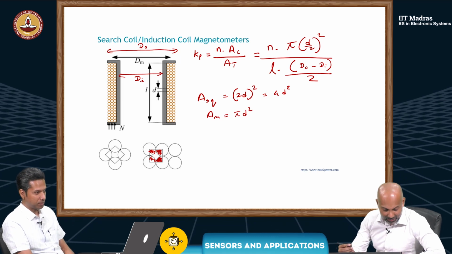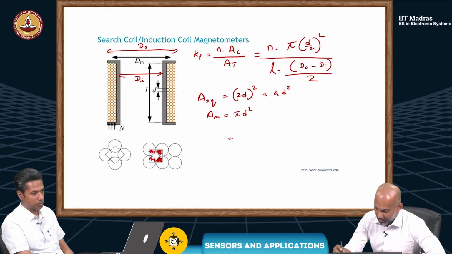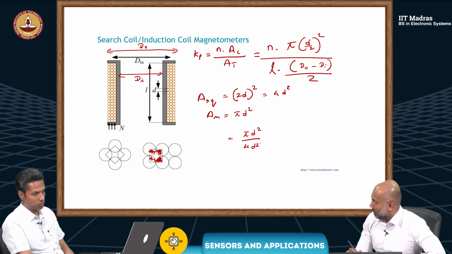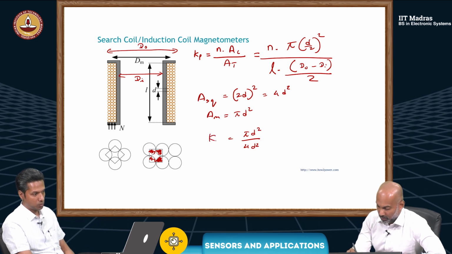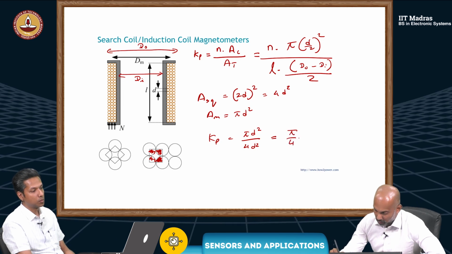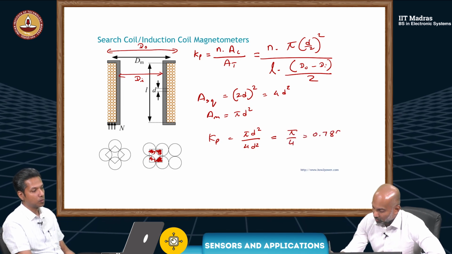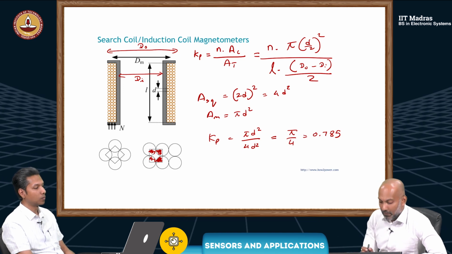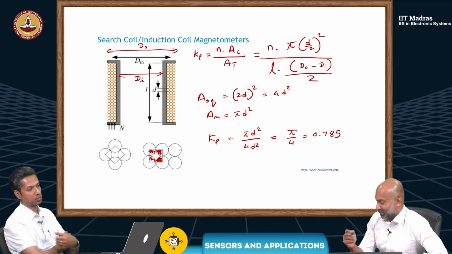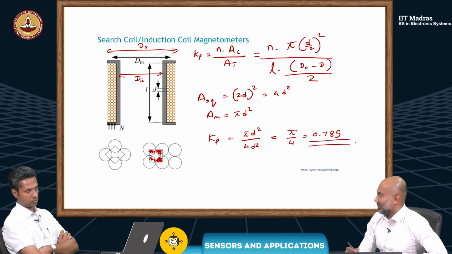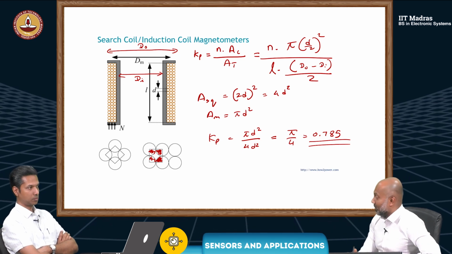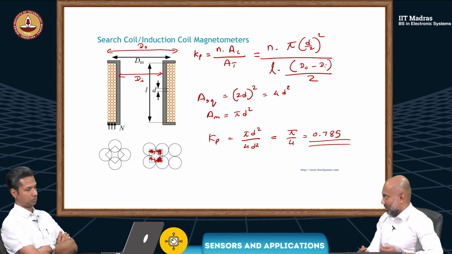And now again, if we take the same thing, pi d squared divided by 4d squared, right? Which is your packing factor, is pi over 4, which is 0.785. So if you wind your wires like this, this is what you can get. This is your packing factor. Now again, this is just one example. So another thing to consider when you're designing a search coil with sensors.